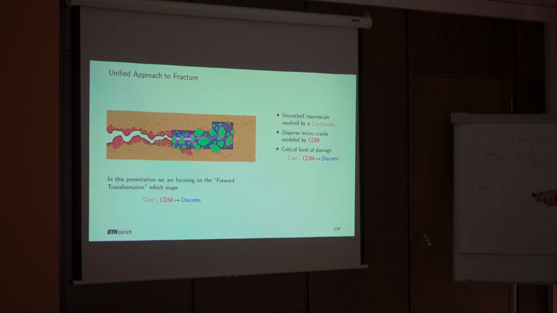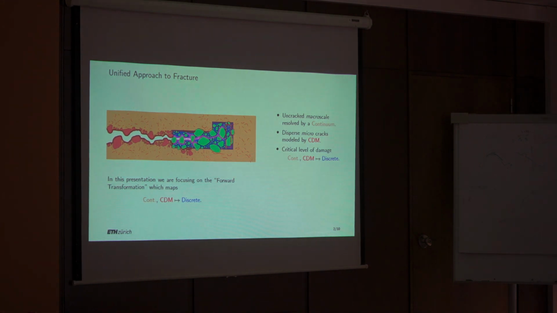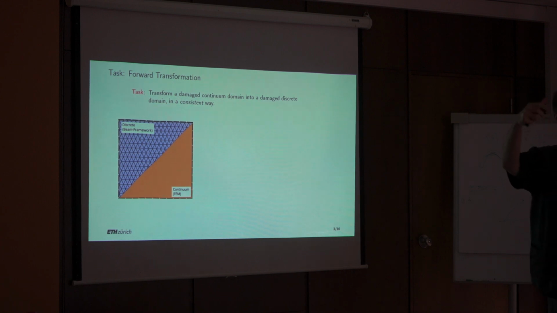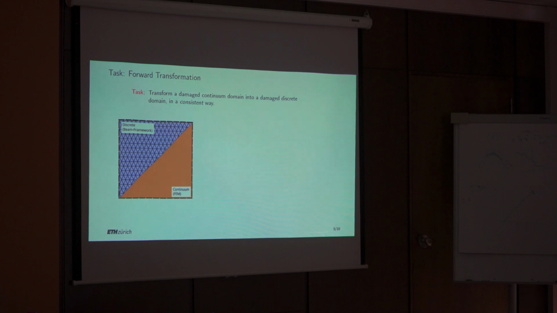This is the topic of my presentation, and this mapping I call forward transformation. There is also a backward transformation, however we will now go to the forward transformation. Essentially, you have a continuum representation of a domain with damage, and you want to transform it into a discrete representation that has damage which is in some way similar to the damage that was present inside the continuum one. First of all, why is this damage preserving consistency important?